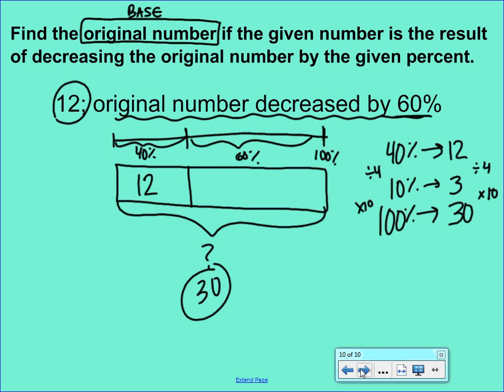Okay, and that would leave, what would be 60% then? Has to be 18. You can get it by subtracting, or you can get it like this.